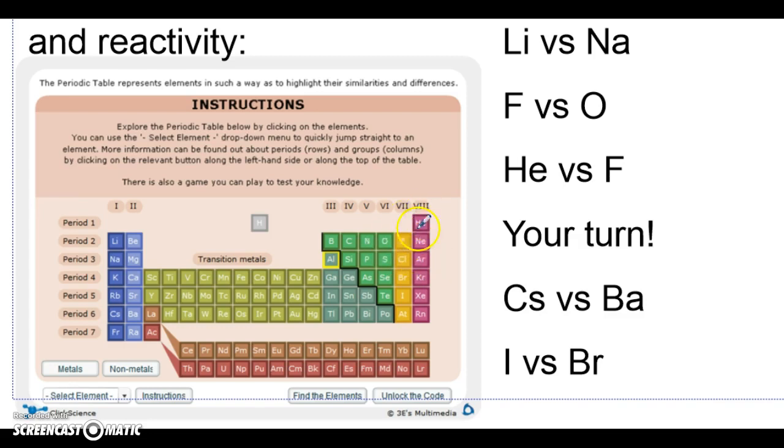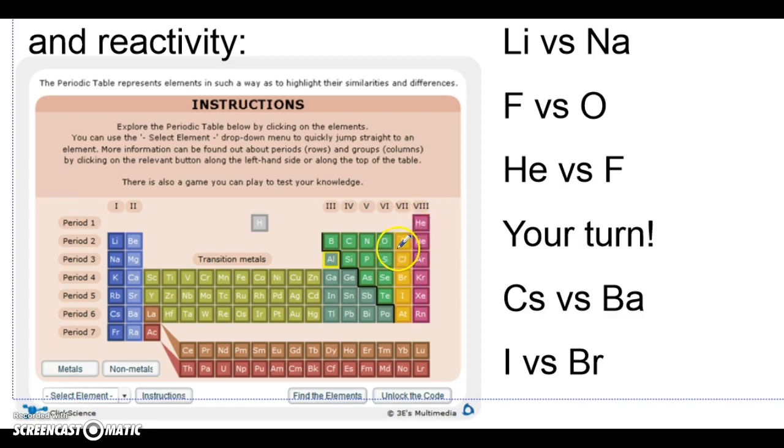than oxygen. For helium versus fluorine, it's a little tricky because I know that size increases as we go down, decreases as we go across, but as we take a step down, that's a big jump. So helium is going to be smaller than fluorine. It only has one shell.